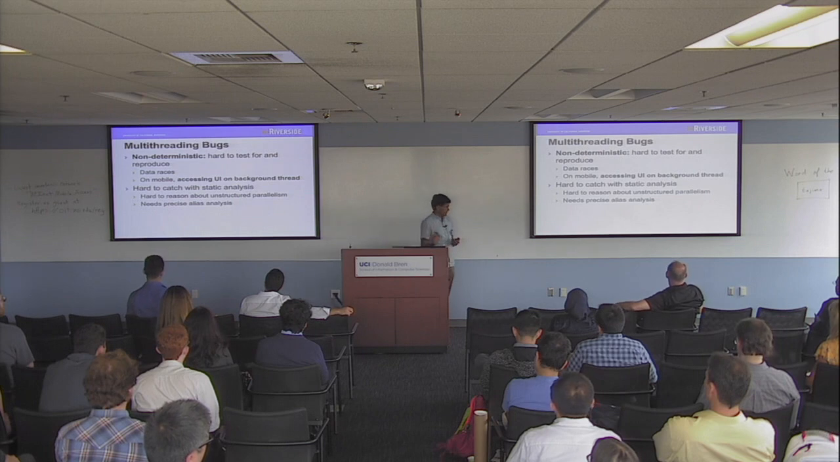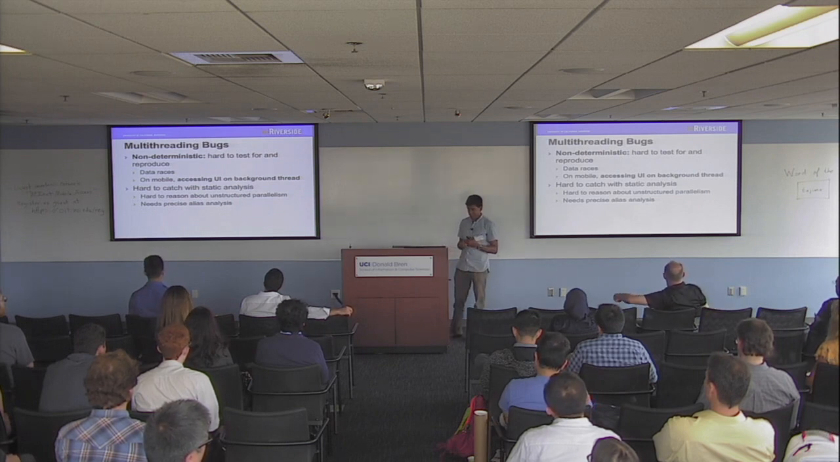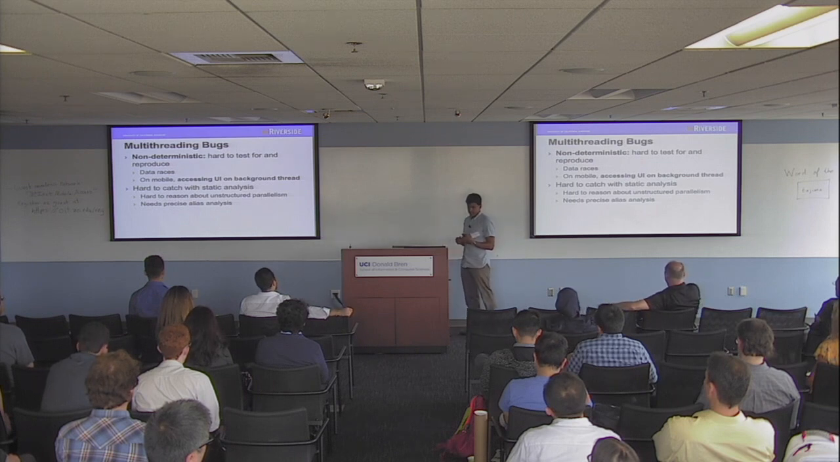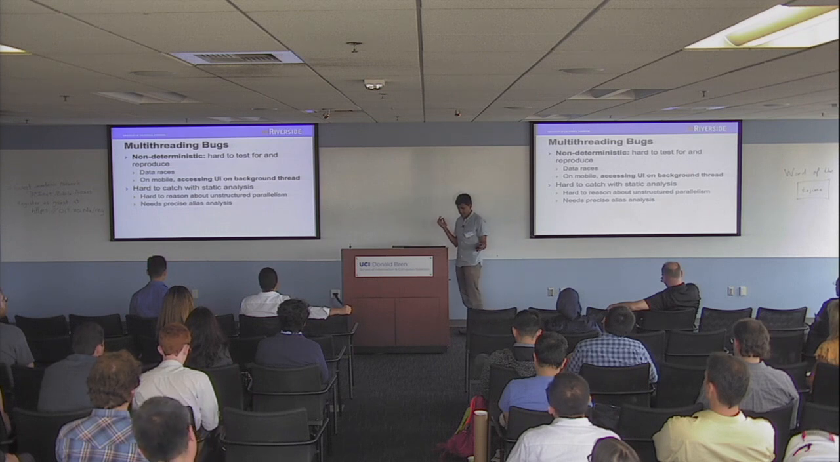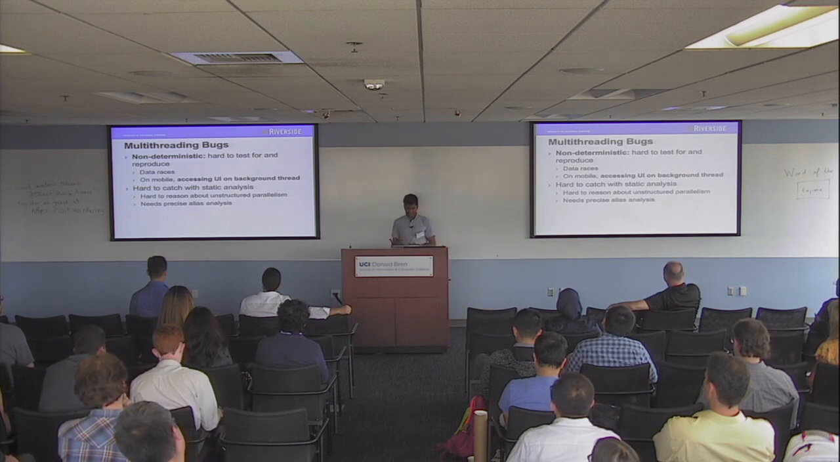Traditionally, multi-threading bugs are very hard to catch with static analysis at a large scale, right? Because it's hard to reason about unstructured parallelism, where any code can just spawn a thread whenever it wants. You need a very precise alias analysis to be able to handle this without a high false positive rate.